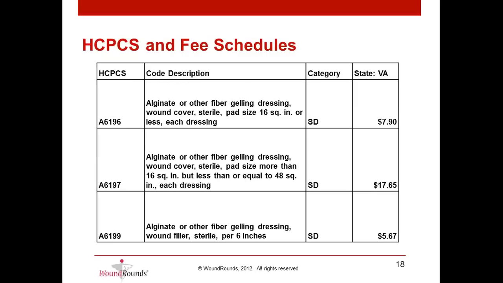Each HCPCS code that's reimbursable is also going to be assigned to a fee schedule. It does not matter the manufacturer of the product or the size as long as it is within the range of that HCPCS code. So basically what I'm saying is that all products with that HCPCS code are going to be reimbursed based on the same fee schedule. Take a look at A6196. All Alginates 2x2, 4x4, containing silver, all of those are going to be grouped under this HCPCS code, and all will be reimbursed on the same fee schedule of $7.90.